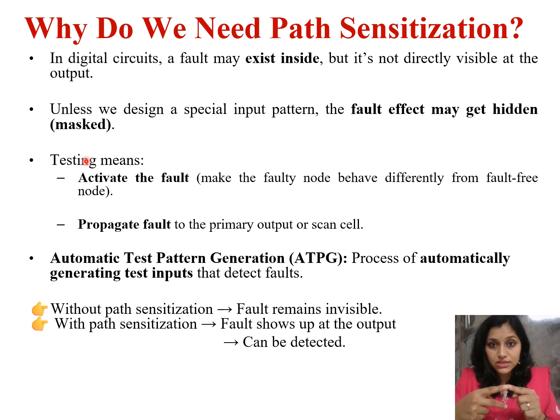If A is receiving 0, what will I assume? I am getting 0 at the output because my A is receiving 0. I will not check the value of B, whether B is 1 or 0. A is 0 means I'll get 0. So here, even if the B input is stuck at 0, it will not get reflected at the output side. And that is called masking of the fault.